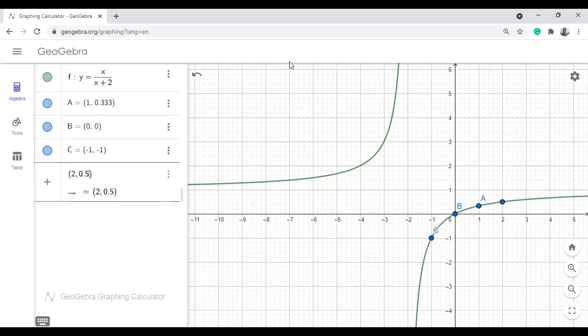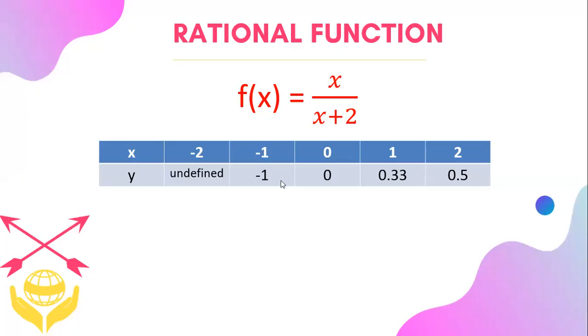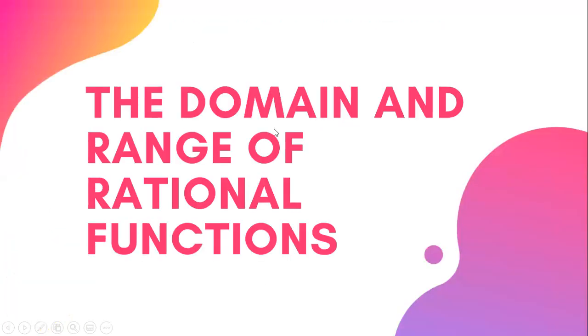Okay, so let's go back to our PowerPoint presentation. Here are those points that we had a while ago. I hope you learned how to use GeoGebra. That is how we represent a rational function. Since the equation is already given, we only need to represent it using the table of values and the graph. Let's proceed with the last lesson, which is how do we find the domain and range of rational functions.